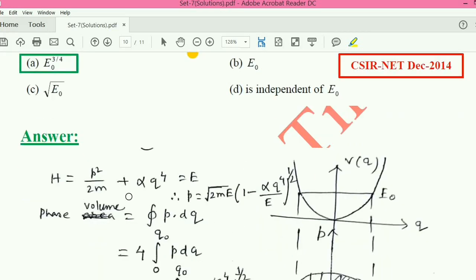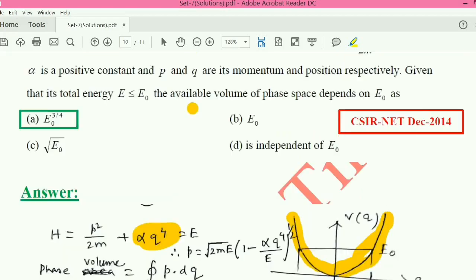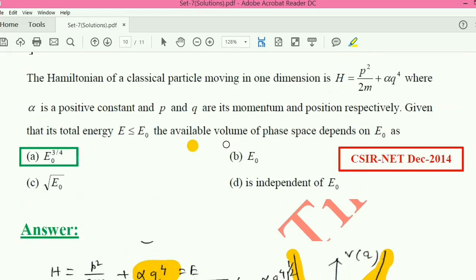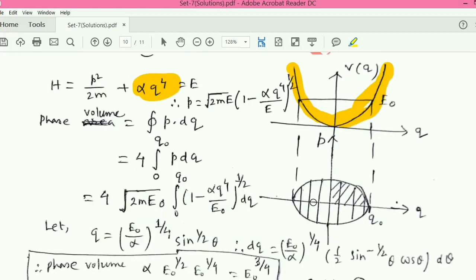So as you can see, the form of the potential is alpha q to the power 4, and it gives a curve like this. So this is the potential energy curve. Now we have to find out the volume of phase space. So the phase space curve is like this, basically an ellipse.